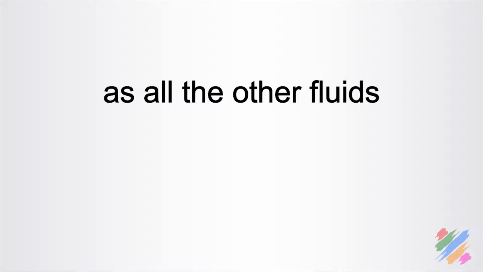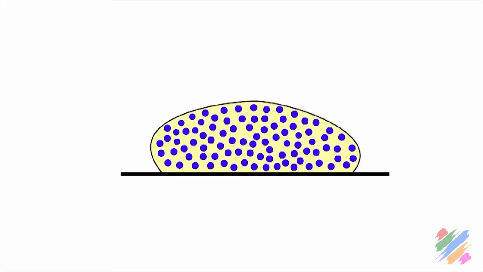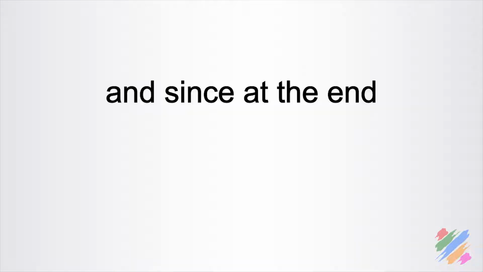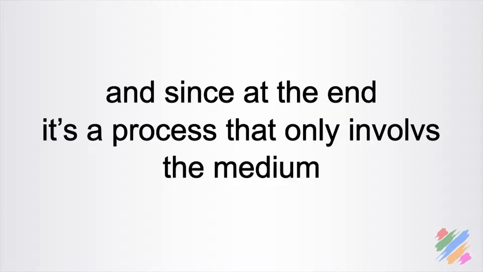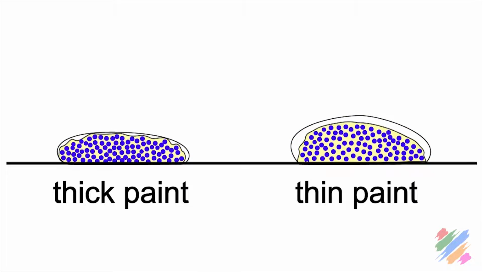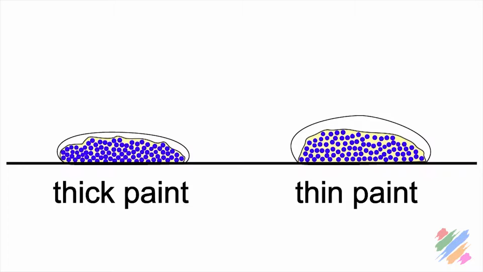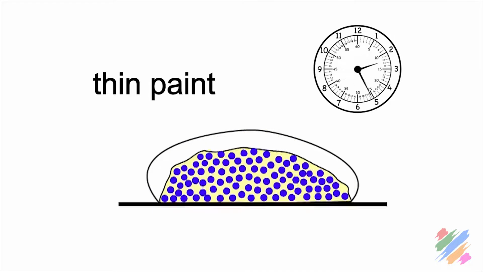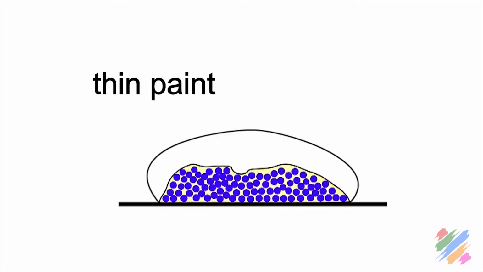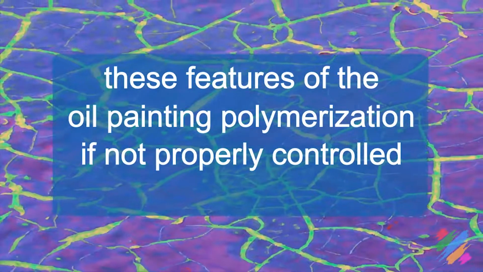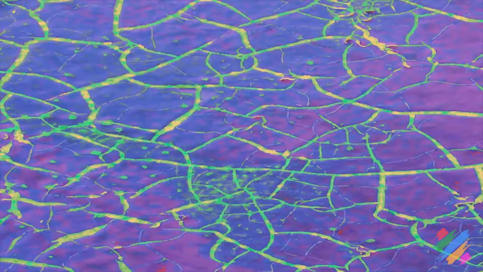As with all other fluid solidification processes, with the only exception of water, oil paint polymerization also leads to volume reduction. And since at the end it's a process that only involves the medium, this means that a thin paint with a higher concentration of medium will shrink more than the same paint but thicker. Thin paints will also have a longer polymerization time. These features of oil paint polymerization, if not properly controlled, can be a problem for us, and we're going to see why later.